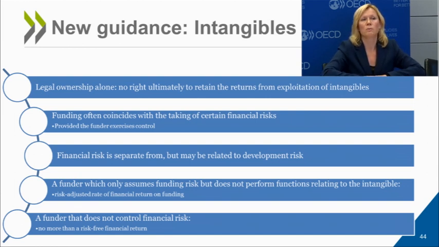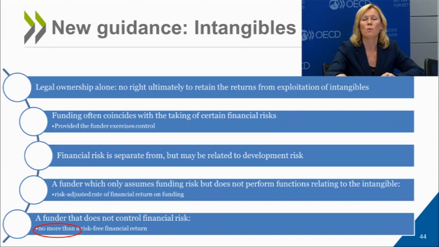A funder which only assumes a funding risk but does not perform functions in relation to the intangible will get the risk-adjusted financial return. But sometimes the funder does not even control the financial risk. For example, it doesn't know anything, it just pays out. It doesn't look at creditworthiness of the one to which it gives the loan. Or it doesn't even look at whether the development activities are going in the right direction, while it is a very complex kind of investment that is being made. In that case, it will get no more than a risk-free financial return. And as we know, that is very low at the moment in many countries.